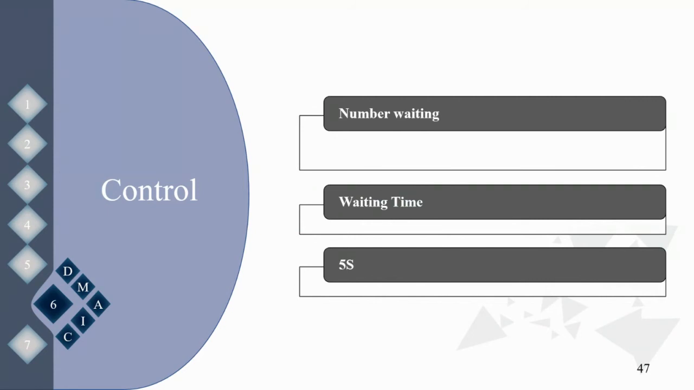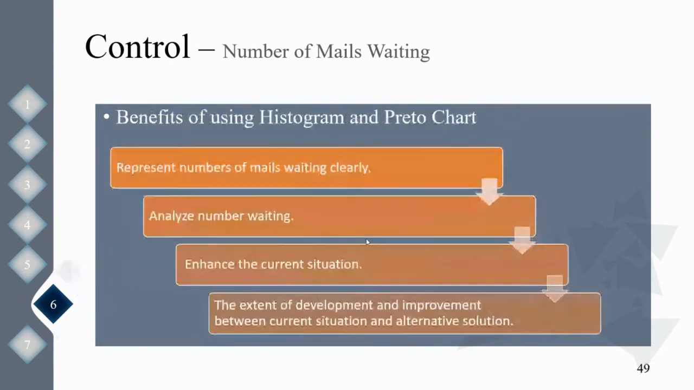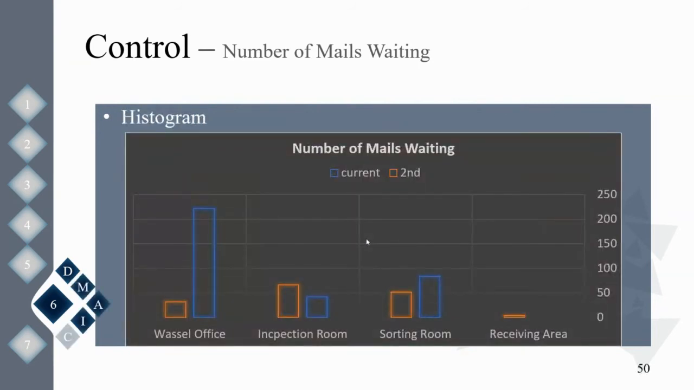The control phase assists to make sure the alternative achieves the desired improvement. And the tools in the control phase are number waiting, waiting time, and 5S. The tools used to represent number of mail waiting are histogram and Pareto chart. The benefits of using histogram and Pareto chart are to represent number of mails waiting clearly, to analyze number waiting, and to enhance the current situation, which results in the extent of development and improvement between current situation and alternative solution.